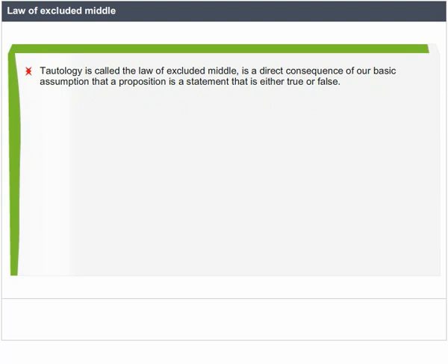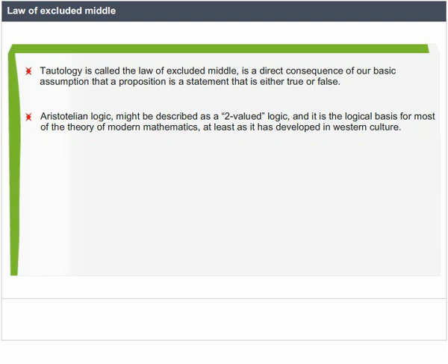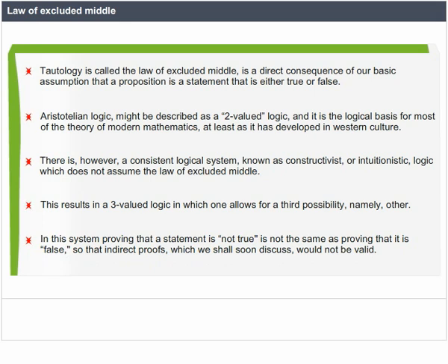It is a direct consequence of our basic assumption that a proposition is a statement that is either true or false. Aristotelian logic might be described as a two-valued logic, and it is the logical basis for most of the theory of modern mathematics, at least as it has developed in Western culture. There is, however, a consistent logical system known as constructivist or intuitionistic logic, which does not assume the law of excluded middle. This results in a three-valued logic in which one allows for a third possibility, namely other. In this system, proving that a statement is not true is not the same as proving that it is false, so that indirect proofs, which we shall soon discuss, would not be valid.